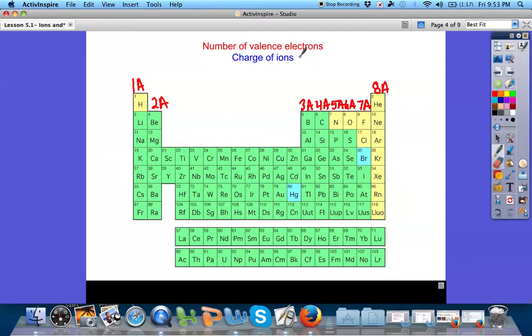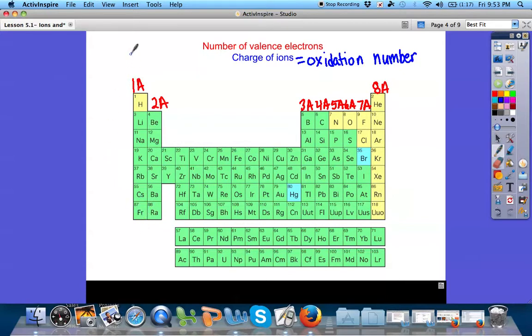The charge of the ions, or the oxidation number, comes from losing or gaining electrons. So like I said, if you don't have the 1A through 8A groups on your periodic table, you're going to want to go ahead and write these in. You are not able to write in the charge of the ions or the oxidation number and use that on your quizzes or tests. But everything in hydrogen's column here has one valence electron.